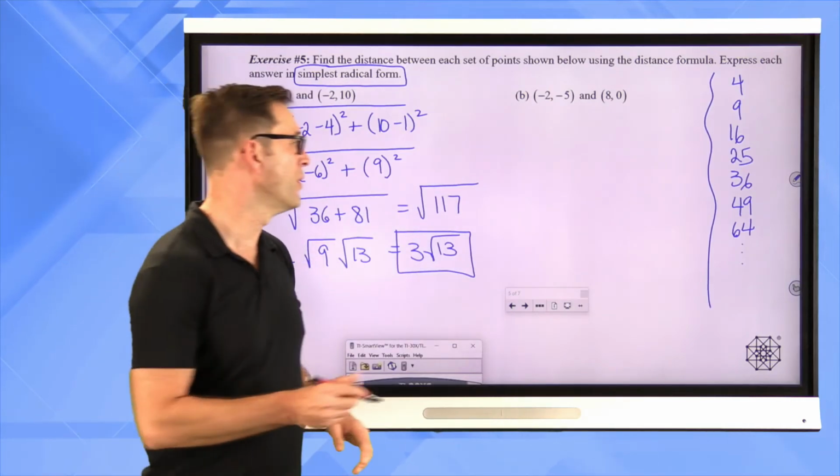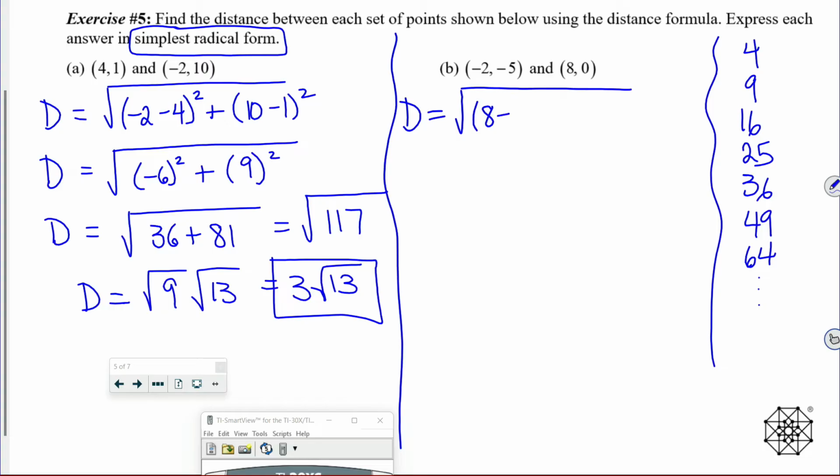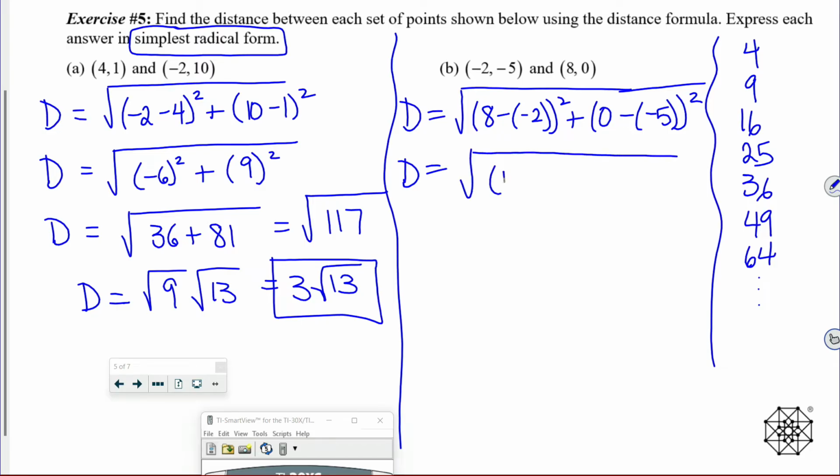All right, let's go through it. Put a little dividing line right here. Maybe move this thing over. My distance is going to be the square root of 8 minus negative 2 squared plus 0 minus negative 5 squared. All right, the distance between 8 and negative 2 is 10, right? That's 10 units. And 0 minus negative 5 is positive 5 units.